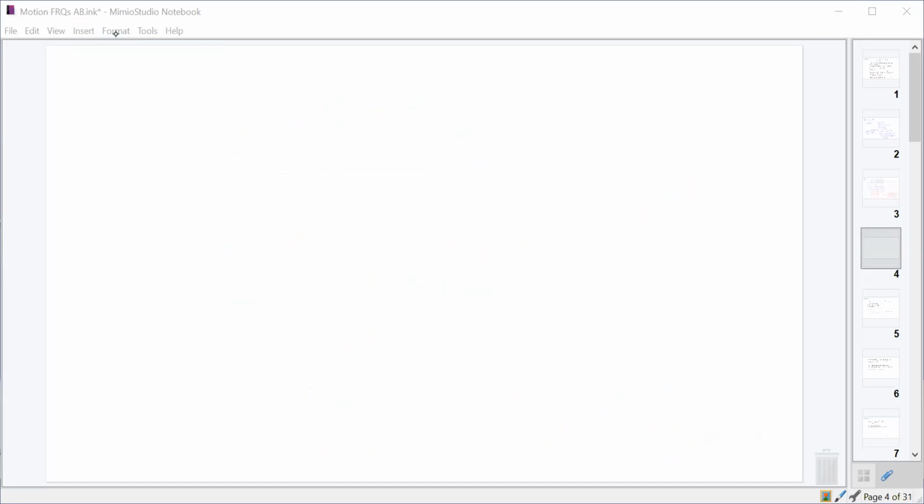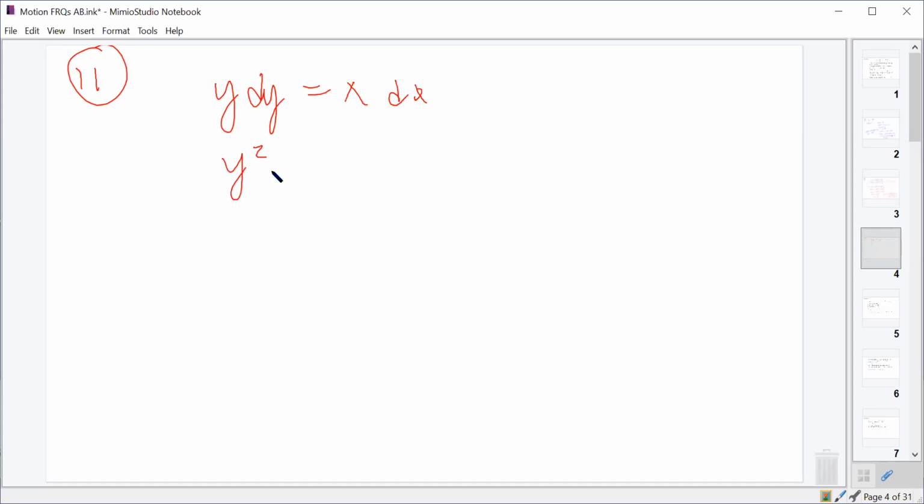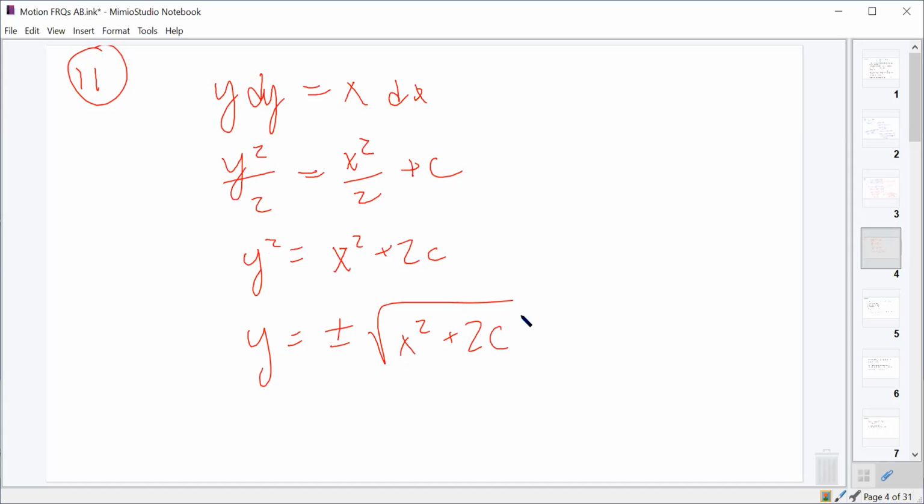Next one, I think it's page to turn, is number 11. Number 11 says solutions of the differential equation y dy equals x dx are of the form, and then it gives us 5 different things to choose from. So we just need to integrate this. y squared over 2 equals x squared over 2 plus a constant. And then if we solve that for y, we'll get y squared equals x squared plus 2c, or y equals positive or negative square root of x squared plus 2c.